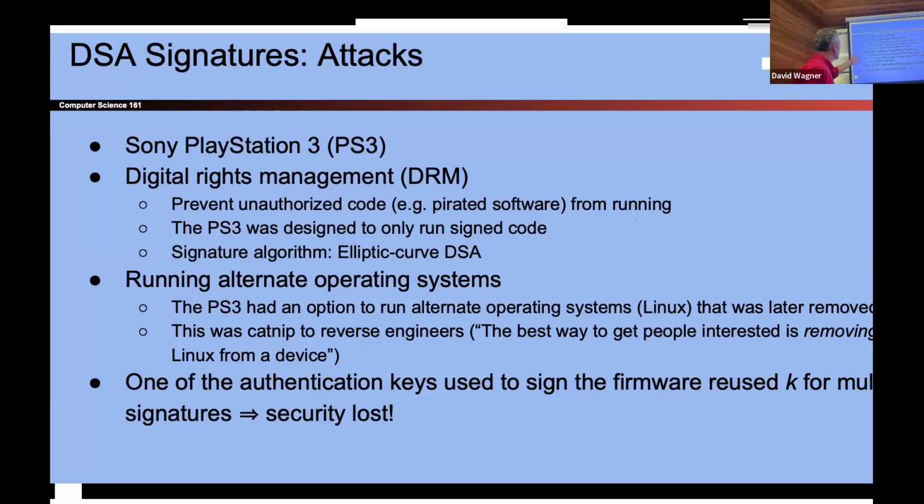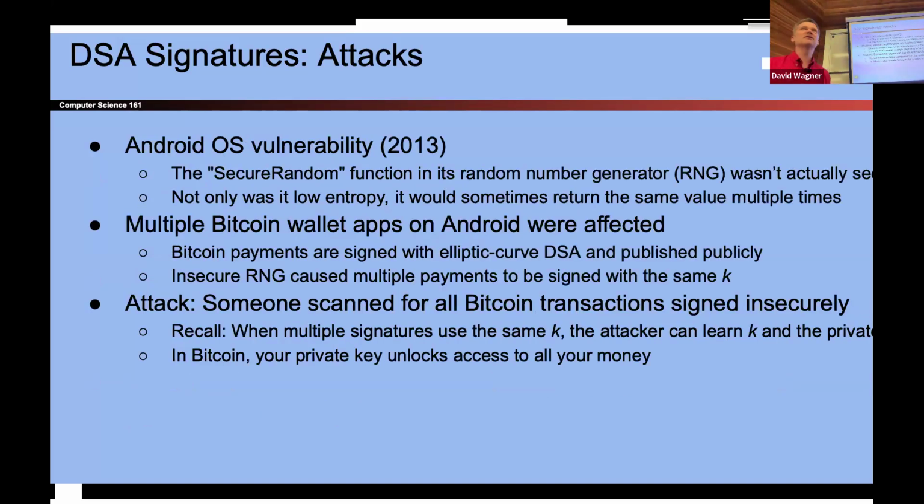For instance, at one point, it was discovered that you could hack the Sony PlayStation 3 and load arbitrary code on there because, oops, they would only let you load firmware that was signed by Sony, but they reused the same K for multiple signatures and it was possible to recover the private key and then sign your own firmware. Just an implementation bug. They're using a perfectly secure algorithm, but their implementation had this mistake in it.